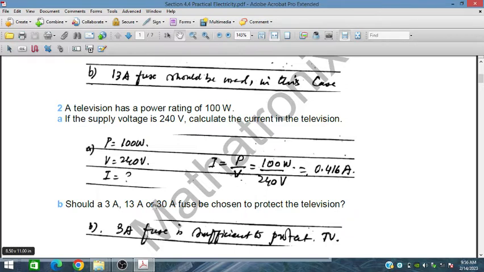And should a 3 ampere or 13 ampere fuse be used to protect the television? Since the current is very low, 3 ampere is sufficient.